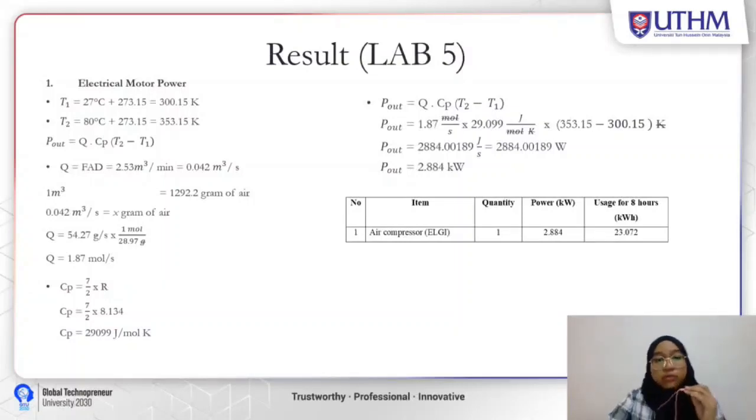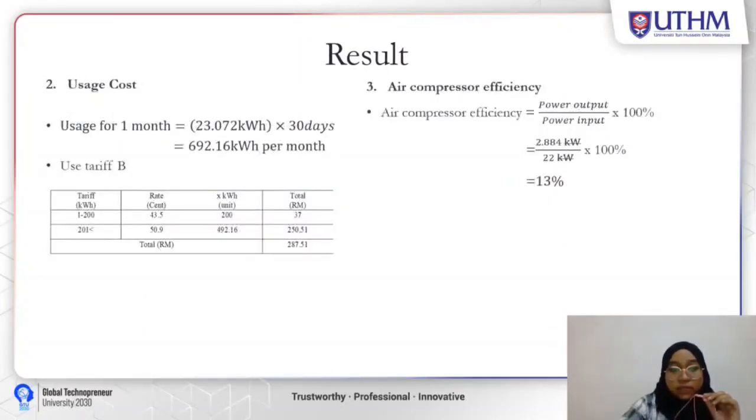Then when we have all the data, we can get the value of power, which is equal to 2.884 kilowatt, and we multiply by 8 hours, resulting in 23.072 kilowatt hour. The next part, we must calculate the usage cost, and for the usage for 1 month, we must multiply the usage consumption from the previous slide by 30 days, resulting in 692.16 kilowatt hour per month.